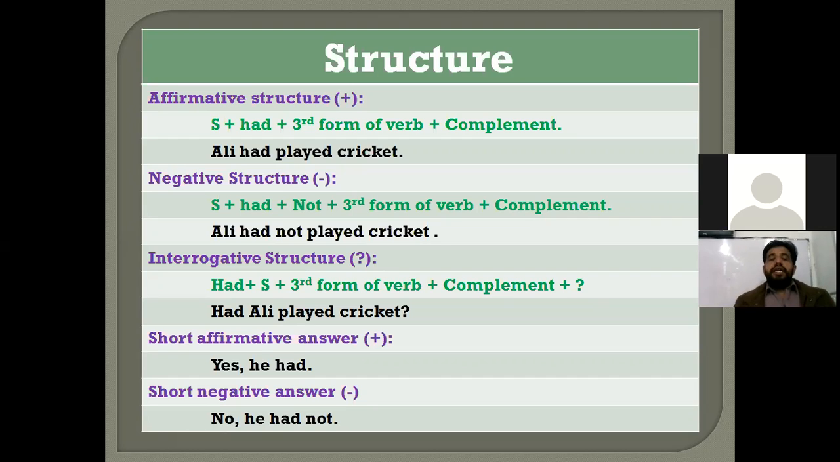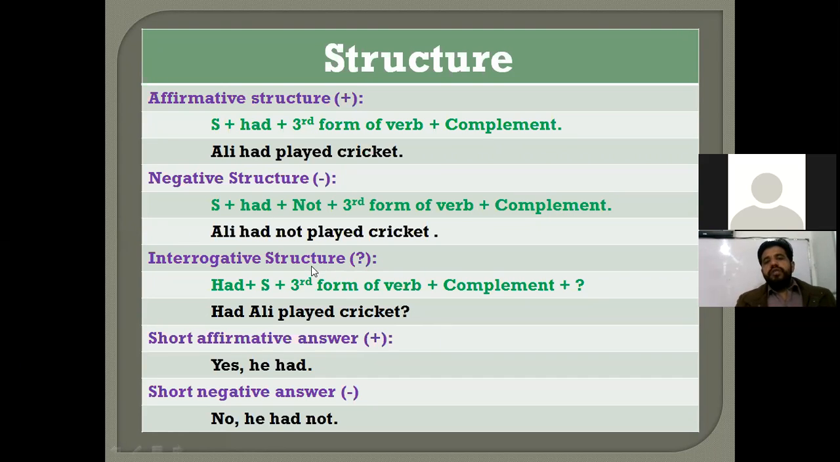Negative structure. In a negative structure, you will also follow the same structure. You will only insert not after had, after the helping verb. Subject, then we have had, then we have not, third form of verb in its own place, and then we have complement. So Ali had not played cricket.